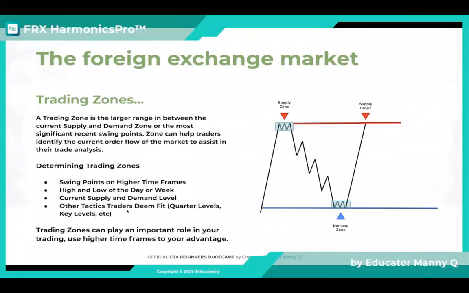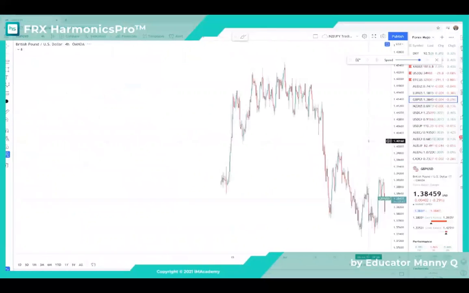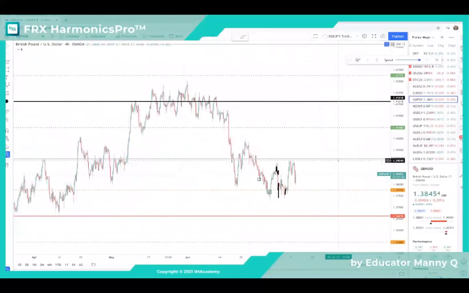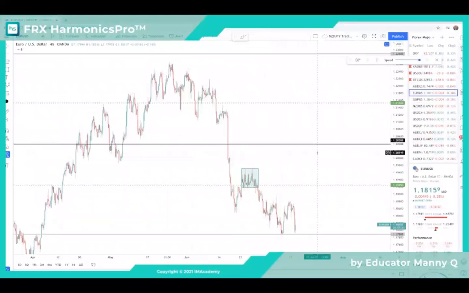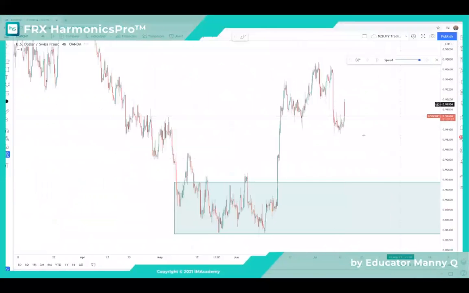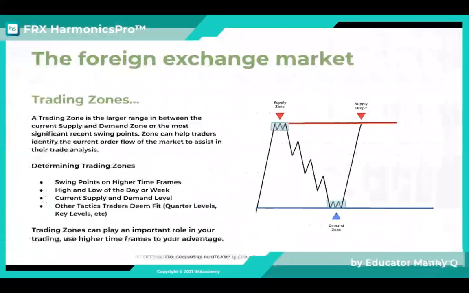And there are other tactics that traders deem fit to create their levels. Some people use supply and demand. Some people use quarter levels. Some individuals use key levels. Like as an example, I myself use key levels inside of the market. So I have predetermined key levels, which helps me understand my trading zones inside of the market for different types of pairs. And I trade off of that. Okay. So coming back to USD CHF, let's come back over here. Okay. That gives us our different key levels.